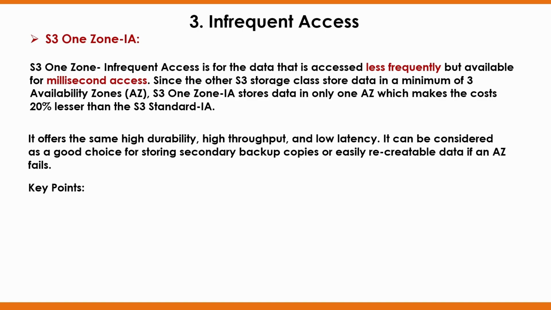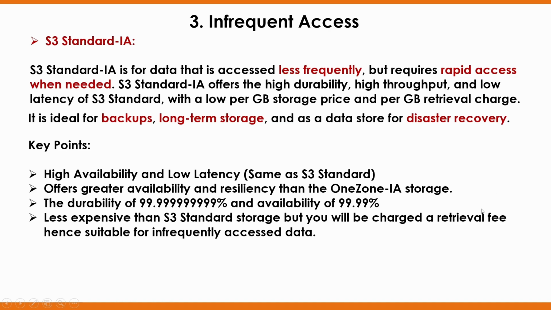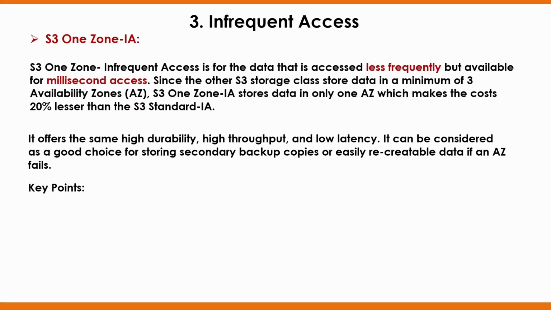One Zone-IA, or One Zone Infrequent Access, stores data in only one availability zone, which makes the cost 20% lesser than S3 Standard-IA. In S3 Standard-IA, the data is replicated to 3 availability zones, but in S3 One Zone-IA, our data is replicated only in one availability zone. Okay, data stored in only one availability zone. That makes cost lesser by up to 20% than S3 Standard.